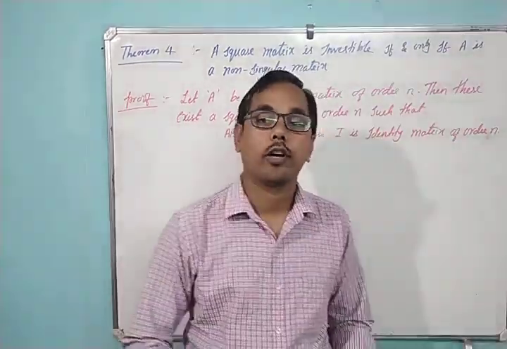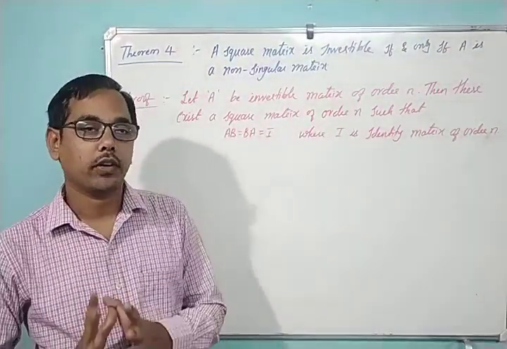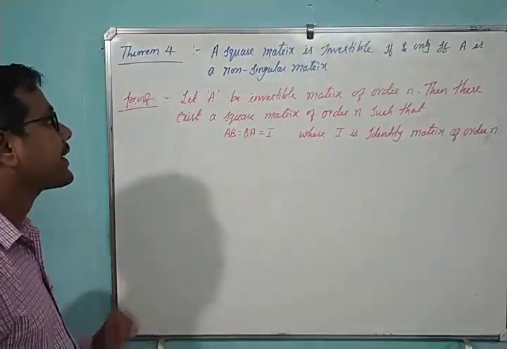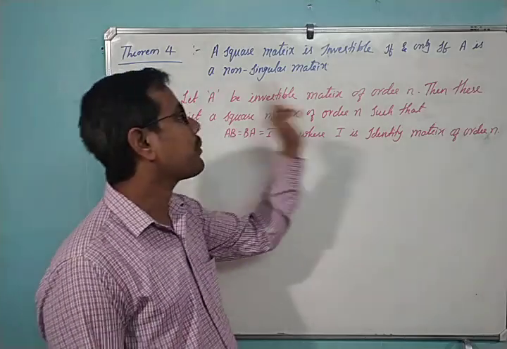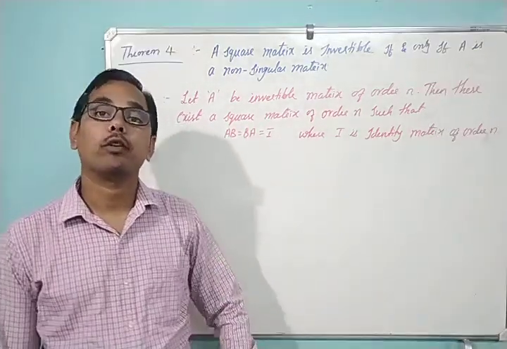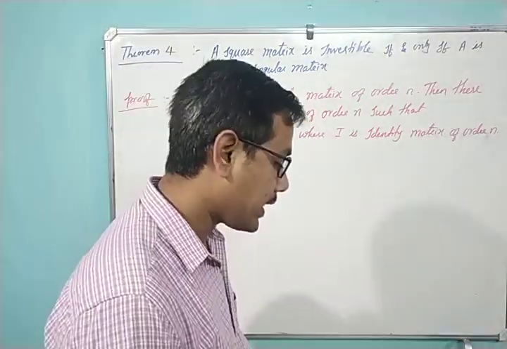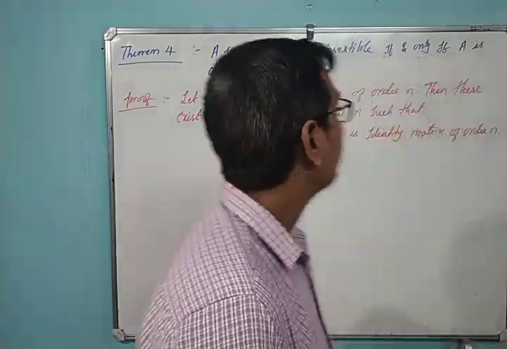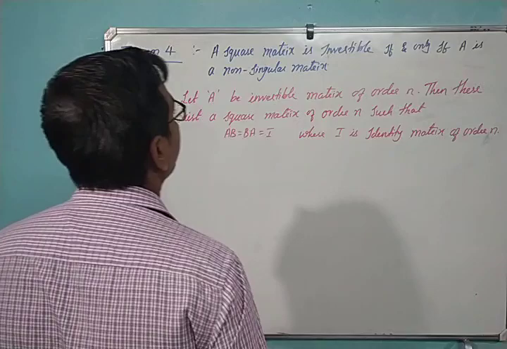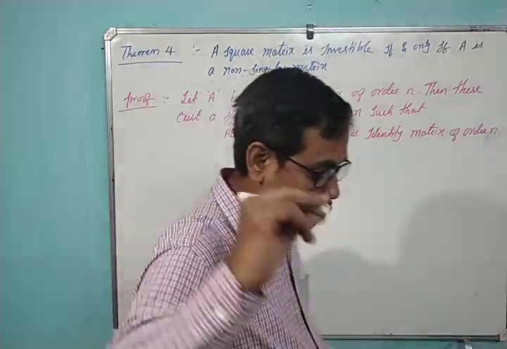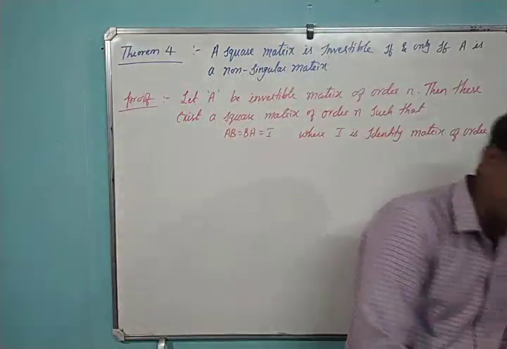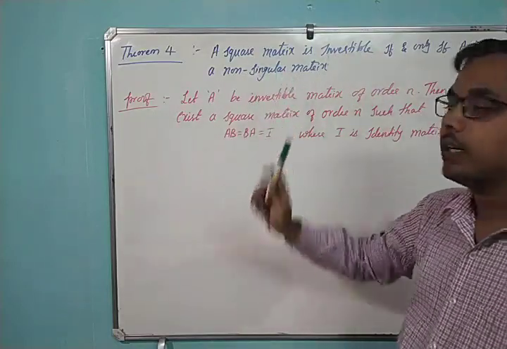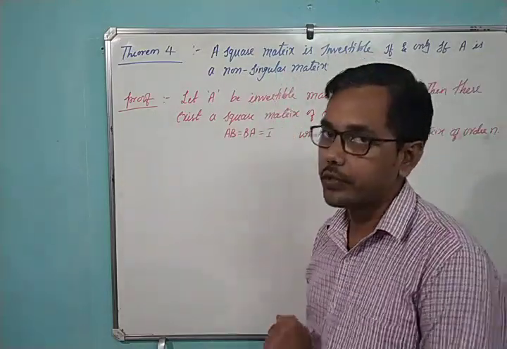Okay friends, so I hope you have taken down those things and you have understood those problems. So let's continue with the next part. So this is theorem 4. What it is saying is a square matrix is invertible if and only if it is a non-singular matrix. So what is the meaning of if and only if? A square matrix is invertible if and only if that matrix A is a non-singular matrix.